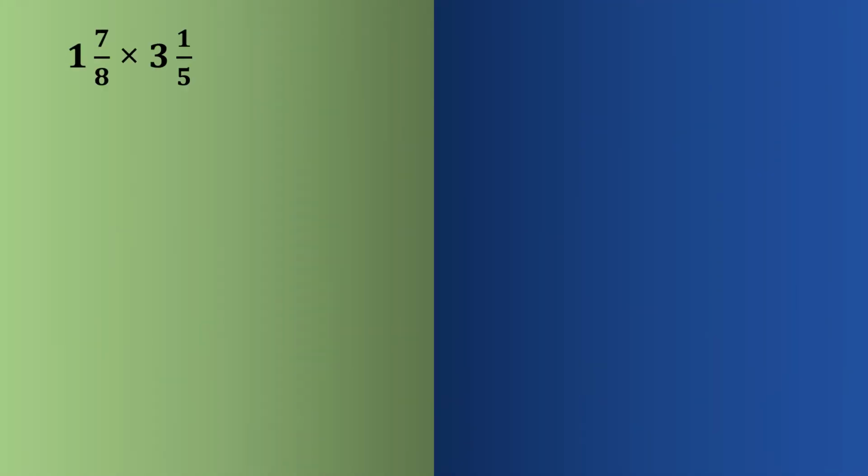One more question. Here 1 and 7 by 8 multiply 3 and 1 by 5. Both are mixed numbers. So I have told you, whenever there are mixed numbers, we need to convert them into improper fractions. So here 8 ones are 8 plus 7, that is 15 by 8, multiply 5 threes are 15 plus 1, 16 by 5. We have converted mixed numbers into improper fractions. Now we will multiply numerators and denominators respectively. So here 15 multiply 16 and 8 multiply 5.